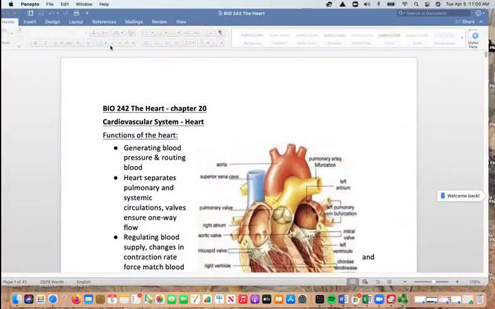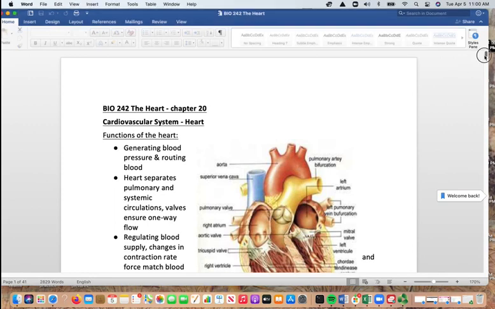Today we're going to be looking at the heart. So there are multiple parts to the cardiovascular system. It is a fairly long topic, so we're going to break this down into multiple videos. We'll also be covering the circulatory system over multiple weeks. Last week we started with the blood.